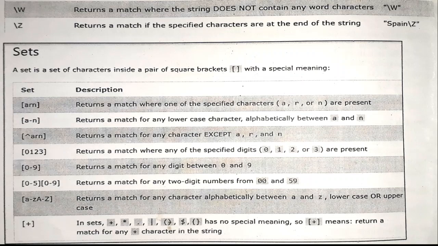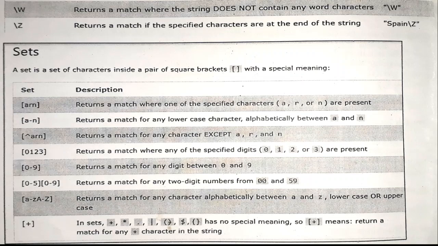And the next one is, now we are having two square brackets, and in the first square bracket we have provided 0 to 5, and in the next square bracket we have provided 0 to 9. So the first square bracket indicates, if we are considering a two digit number, then the first digit of the number should be between 0 to 5, and the next digit should be from 0 to 9. So just see the example.